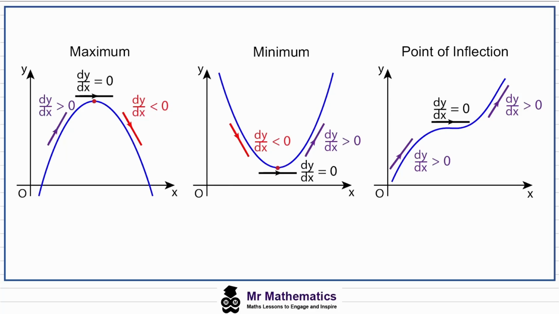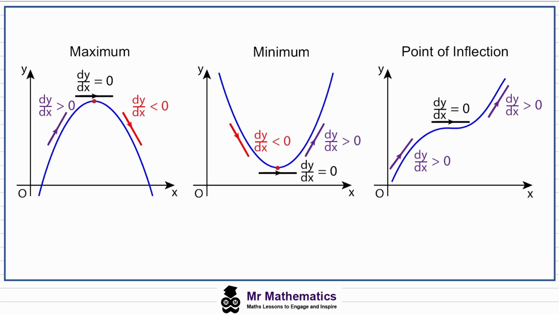Hi everybody. So in this video we're going to look at stationary points on a curve, and in particular whether they are a maximum, a minimum, or a point of inflection. And this is all to do with the rate of change of a gradient of a curve.